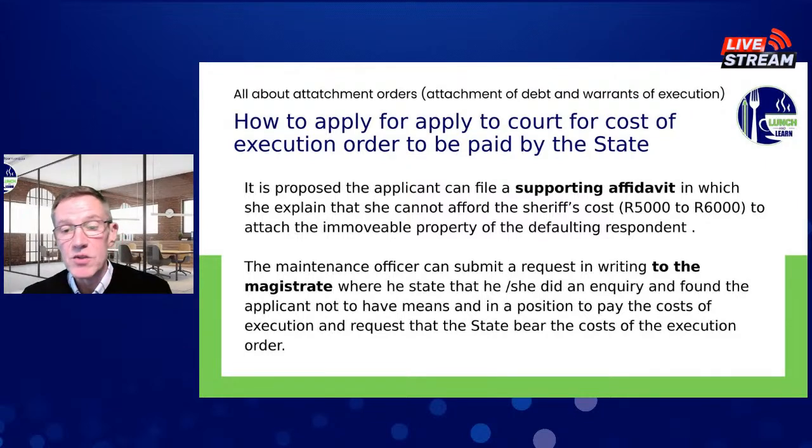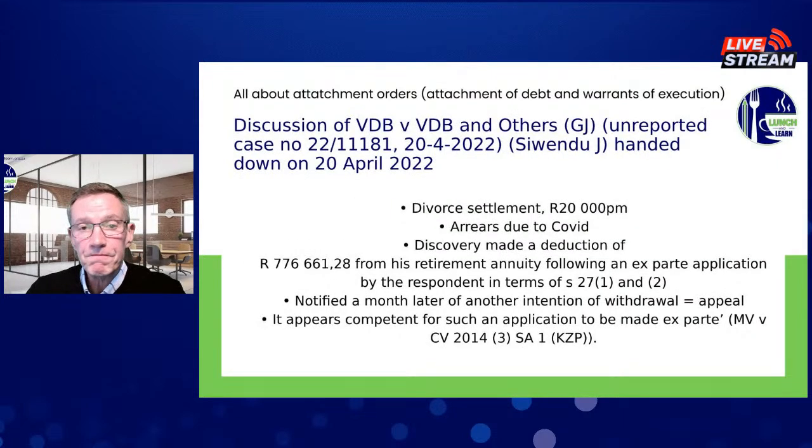The maintenance officer will then take your request, which is usually done in the form of an affidavit, and take it to the maintenance magistrate and request the maintenance magistrate to order that the state pays for the cost of the warrant of execution.